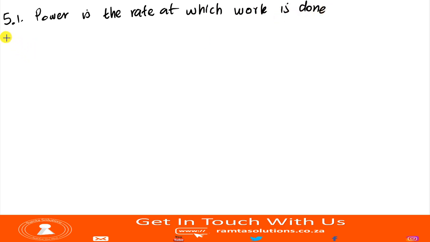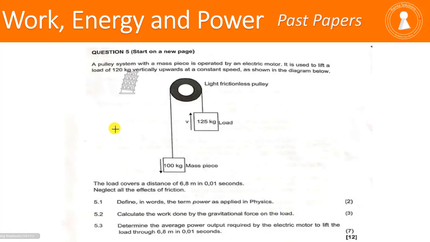Okay, I believe there's a 5.2. Calculate the work done by the gravitational force on the load. A question you should ask yourself: what is the load? You can see that the load is going up. As it's going up, the work done by the gravitational force will be basically calculating the weight, so it'll be negative work.